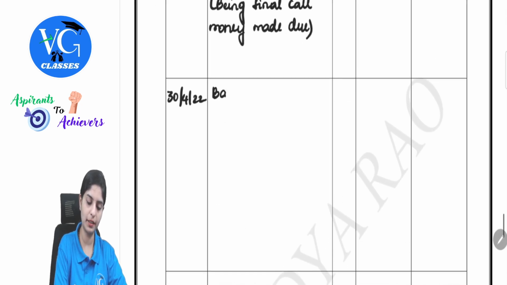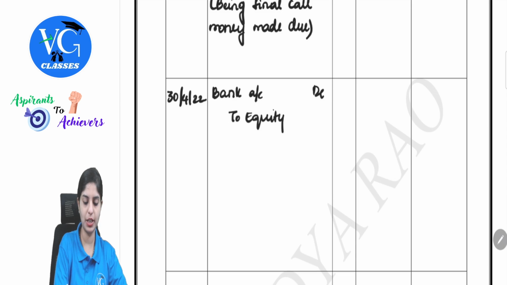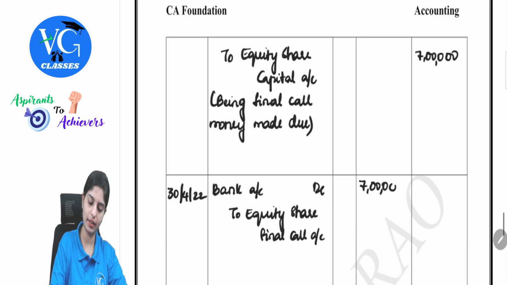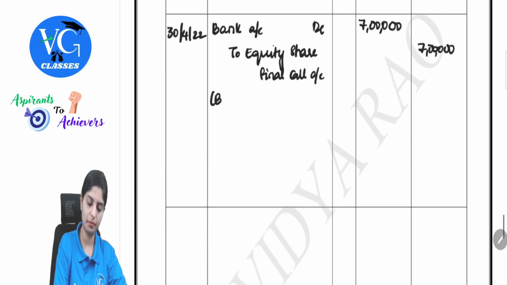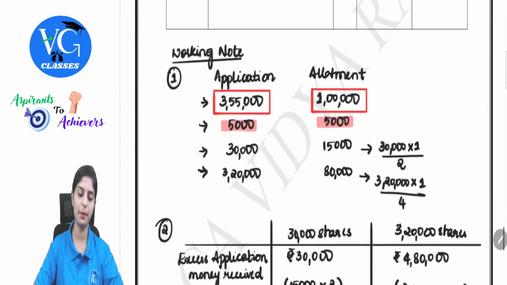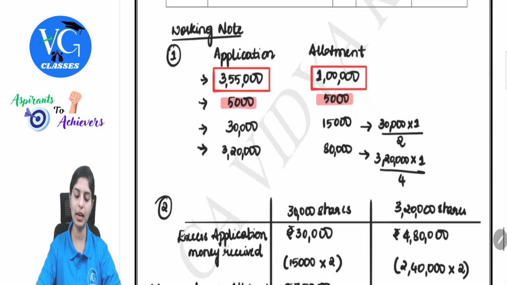So bank account debit to equity share final call account. So this is how much? 7 lakh and 7 lakh, being final call money received on 1 lakh shares. All points clear? The important part in this was with respect to your pro rata adjustments.